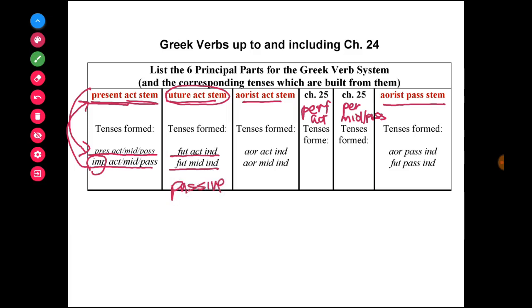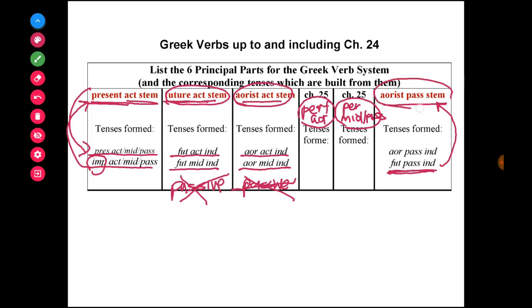Passive is not included here because the future passive is built not off of the future active stem, but actually off of the aorist passive stem. And then if I know the aorist active stem, I can form the basis for the aorist active indicative and all the forms for the aorist middle indicative. But again, this is not the stem for the aorist passive forms. We will learn what the perfect active and the perfect middle passive can do later, next week.